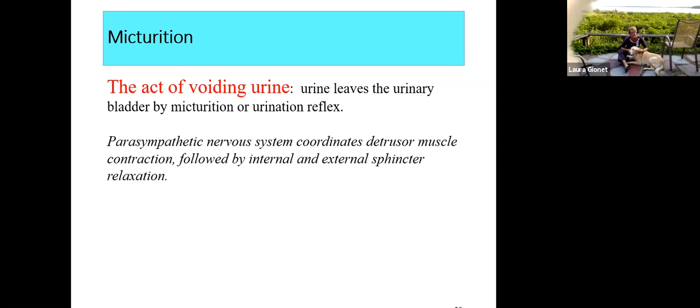Well, it's the parasympathetic division that stimulates the detrusor muscle to contract, and that's followed by coordinated relaxation of the two sphincters. You have the internal sphincter that is at the junction between the bladder and the urethra, and the external sphincter would be at the distal end between the urethra and the outside environment. The internal sphincter is smooth muscle, thus is controlled by the autonomic nervous system. But the external sphincter is skeletal muscle, so it's under volitional control.